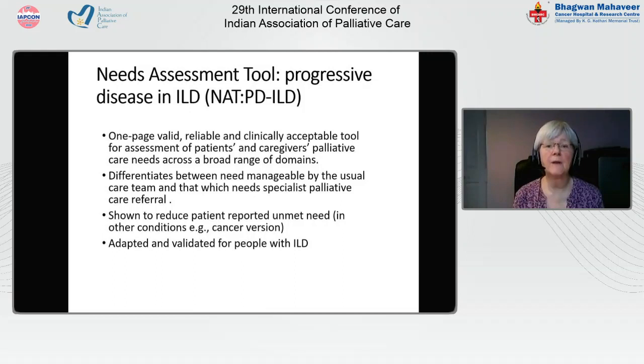It differentiates between the need that can be managed by the usual care team and that which needs specialist palliative care referral. And it is also, in the cancer version at least, been shown to reduce patient unmet need by its introduction. And as I say, it has been adapted and validated for people with ILD.